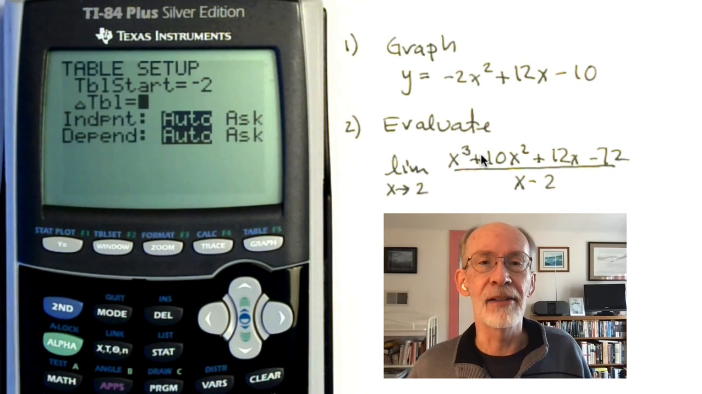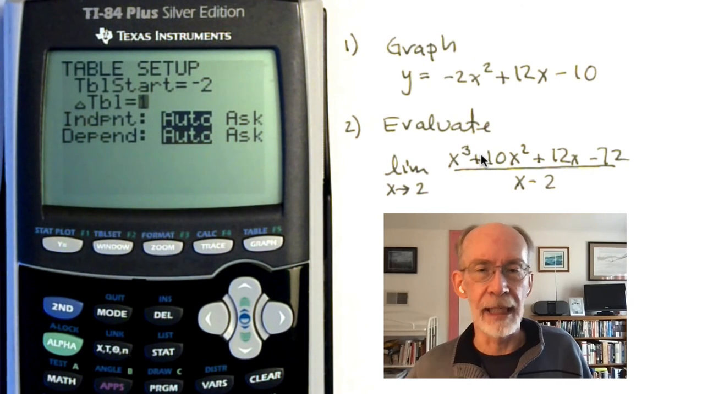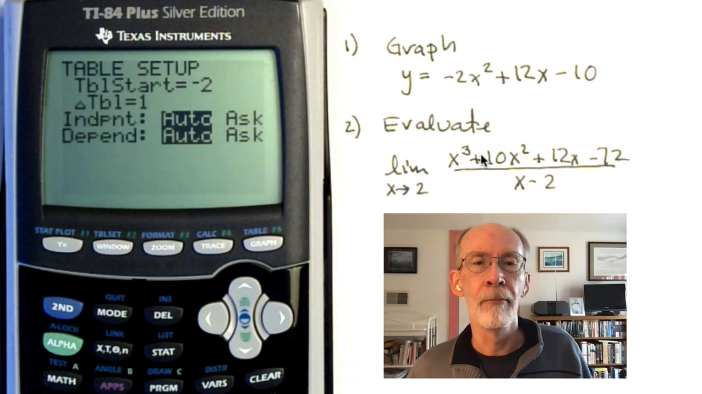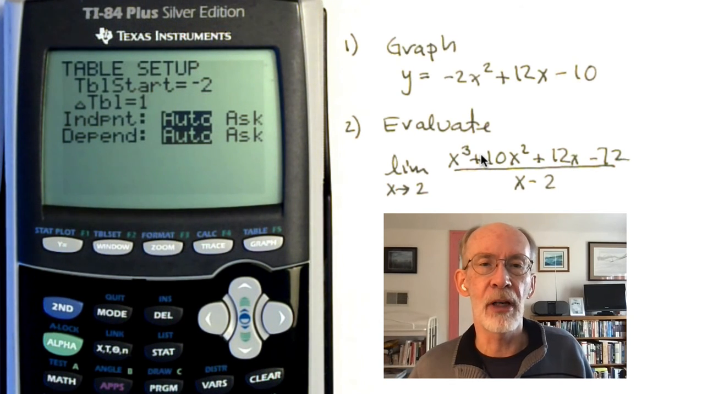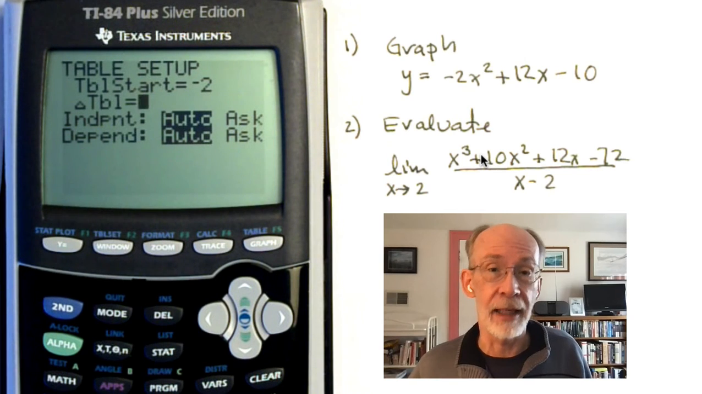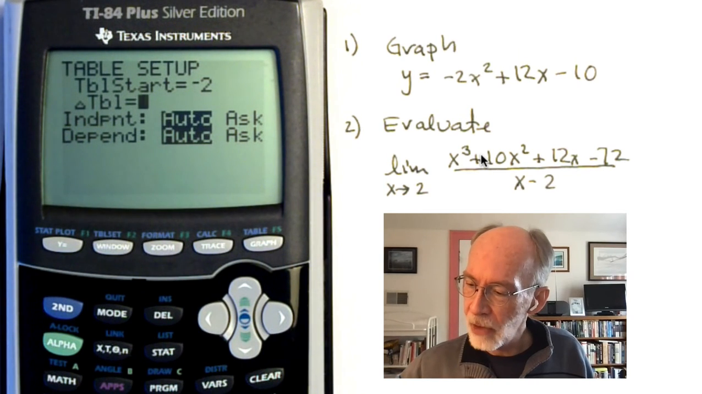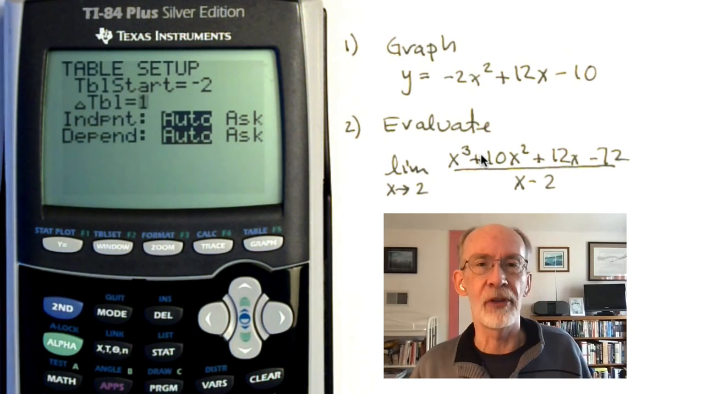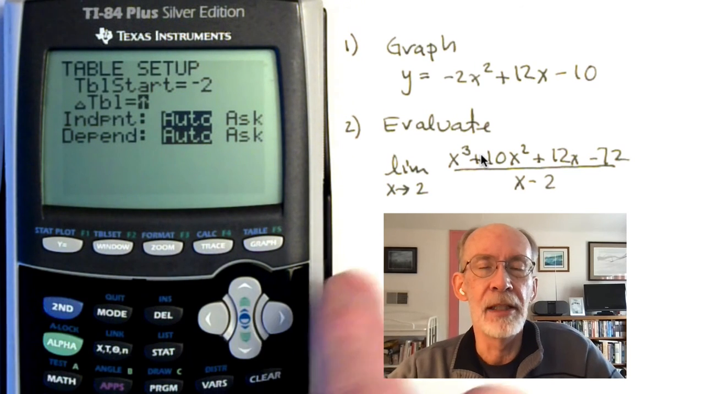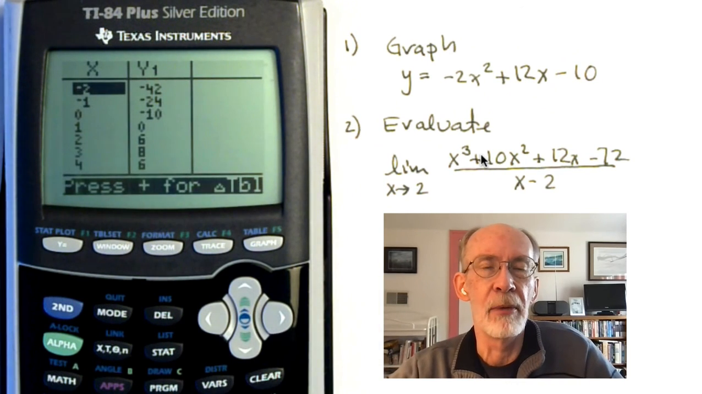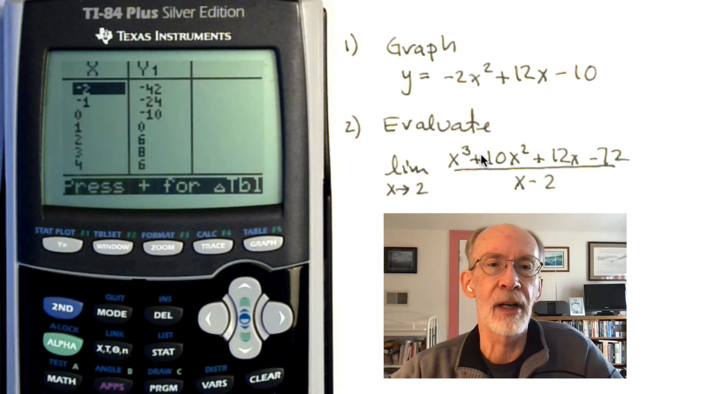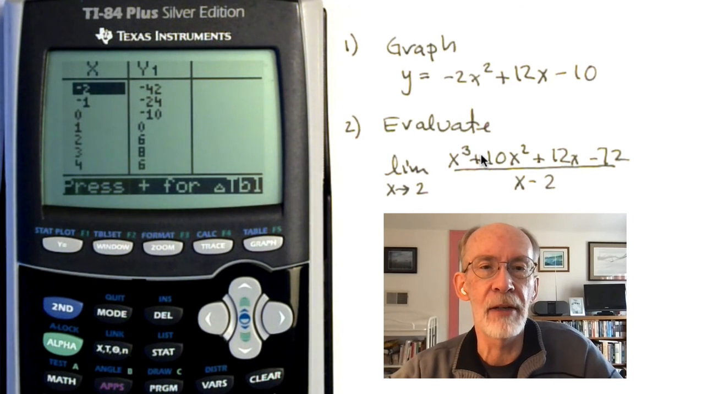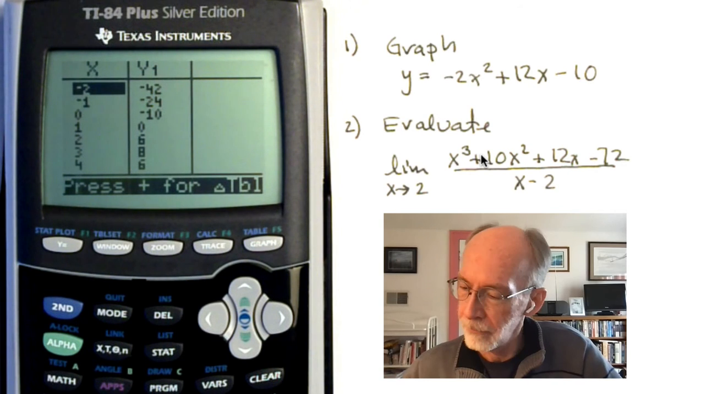We would set the delta table, which is the increment from x to x, at 1. And then we would set these two toggles, the independent and the dependent variable toggles, to auto for automatic, obviously. And then we'll just go second graph, which is the table command. And you will see the thing that we asked for: x's starting from negative 2 and increasing by 1 thereafter, plugged into this function with the y's kicked out.